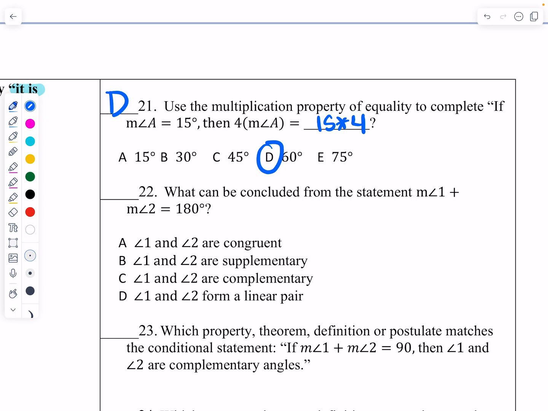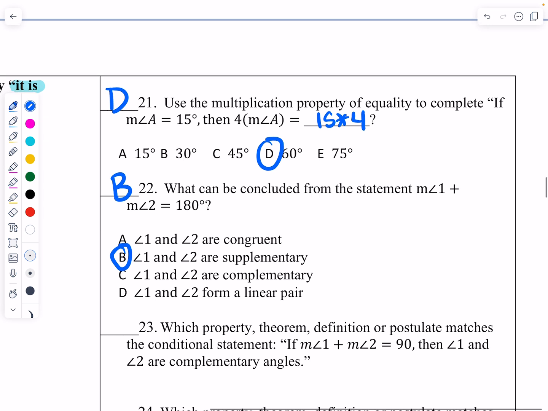All right, what can be concluded from the statement measure of angle 1 plus measure of angle 2 equals 180? What do we know that definition is? Well, 2 angles that add up to 180 are supplementary, and so that is going to be B. 2 angles that add up to 180 are supplementary.